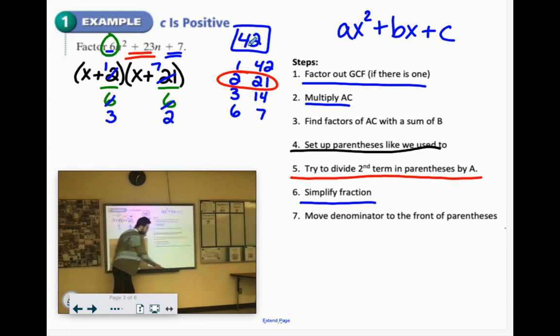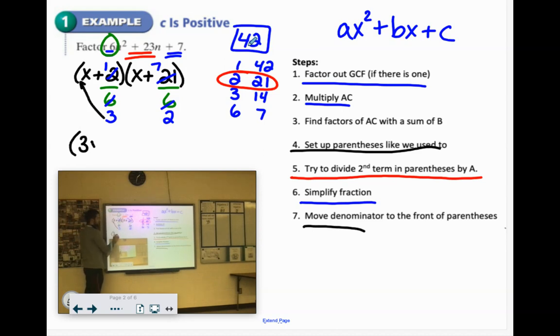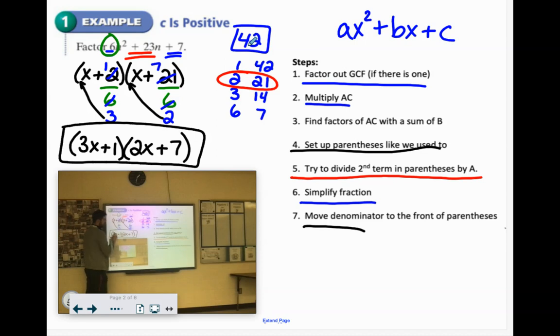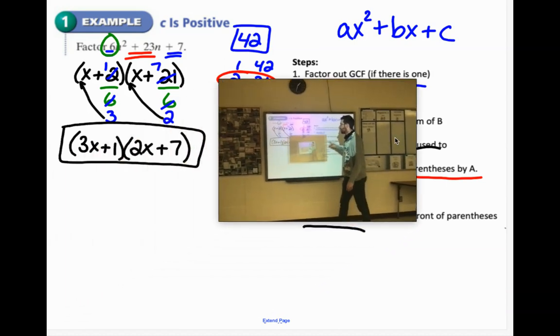Then the last step says, move the denominator to the front of the parentheses. So the denominator here is 3, so we just kick it in front of the x, and it becomes 3x plus 1. Same thing here, we kick the 2 to the front, it becomes 2x plus 7. And this is our final answer, which is very challenging to get there, but we're going to keep practicing with this.